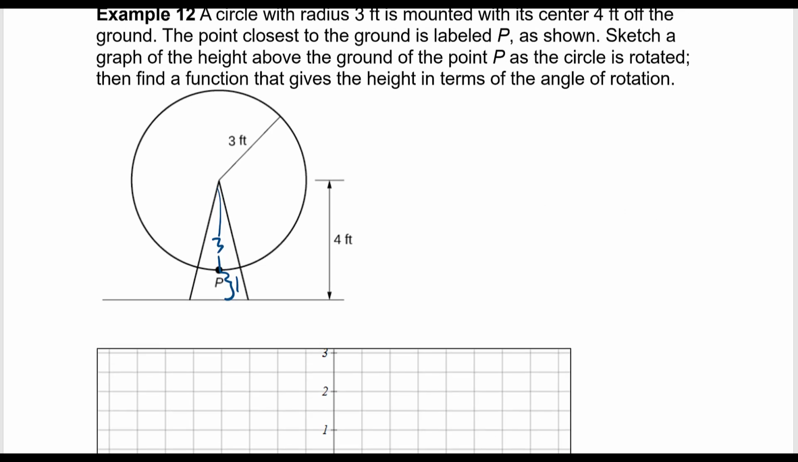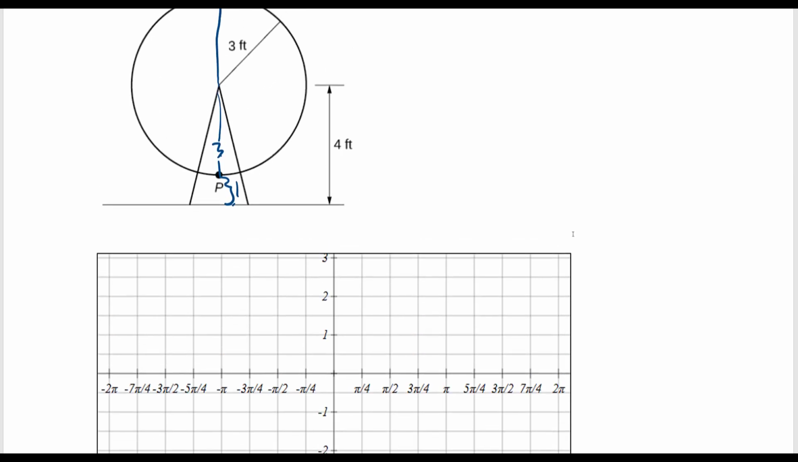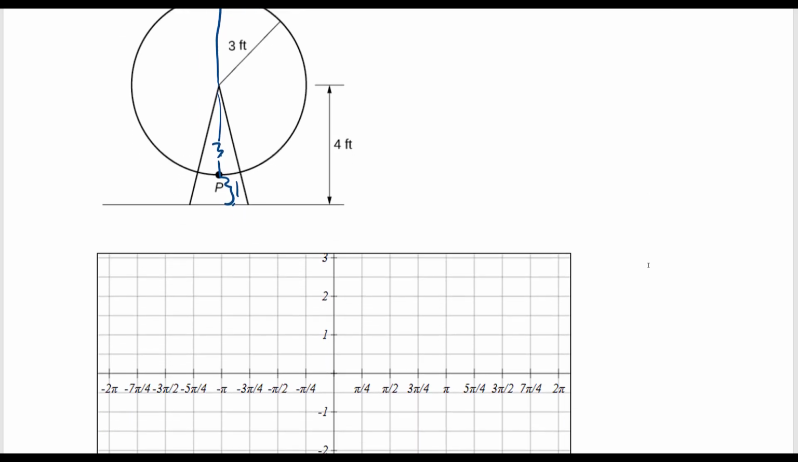Okay, so if this is 1, 3, and if we're up at the upper end, that's 3 more, so 7 is the height. So it gets up to 7. But it's going to start at 1. So let me read this one more time. Point closest to the ground. Sketch a graph of the height of the function. Okay. So maybe I'll relabel these as 1, 2, 3, 4, 5, 6, and put 7 up here.